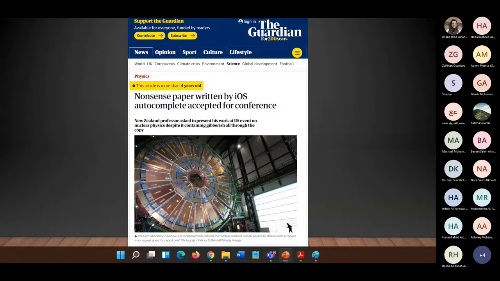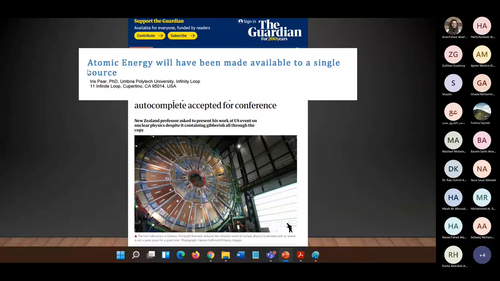So let's have an example. This is from The Guardian. A professor from New Zealand received an invitation to a conference by Omics. What he did was, when you use the autocomplete on your iPhone, he used the autocomplete to just write a fake paper, just whatever the next word comes up, he just typed it in. So: atomic energy will have been made available to a single source. It has no meaning.